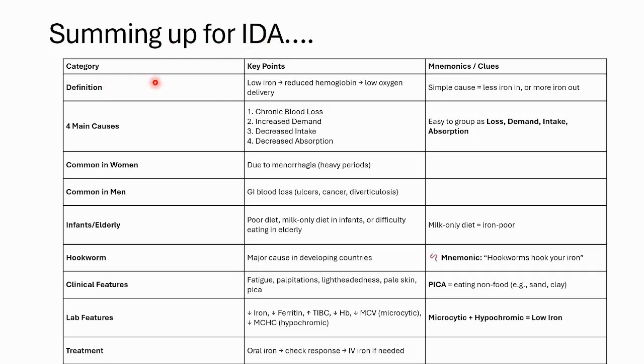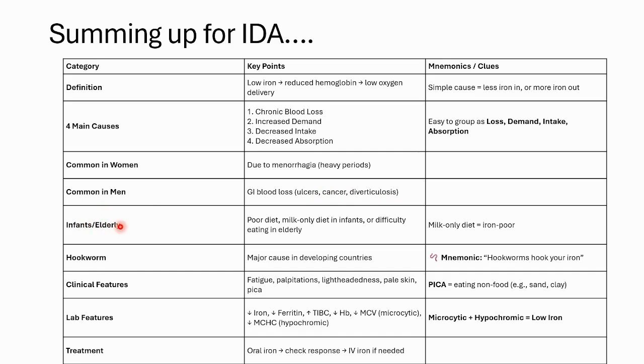Iron deficiency anemia is where you have low iron, with reduced hemoglobin because of low oxygen delivery, and there are four main causes: chronic blood loss, increased demand of RBC, decreased intake, and decreased absorption. So loss, demand, intake, and absorption. In women, the most common cause is heavy blood loss during periods, and the most common cause in men is gastrointestinal diseases like peptic ulcer, diverticulosis, hiatal hernia, or some malignancies.